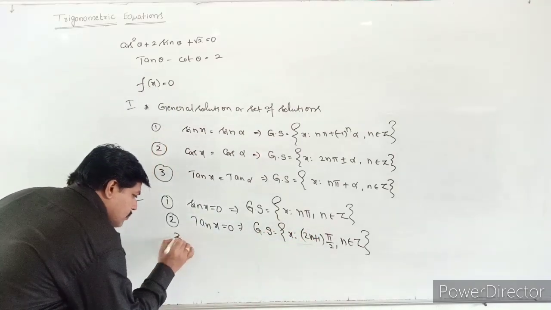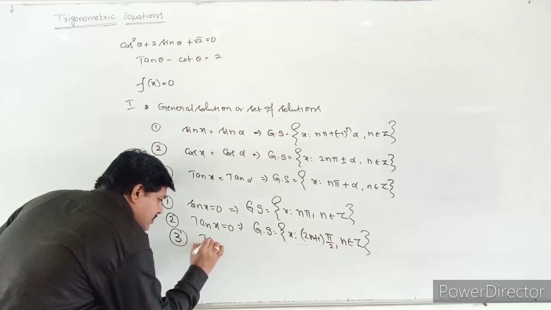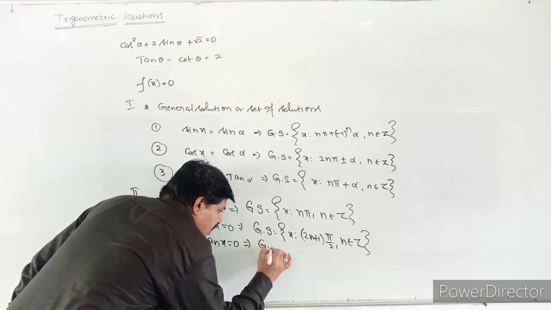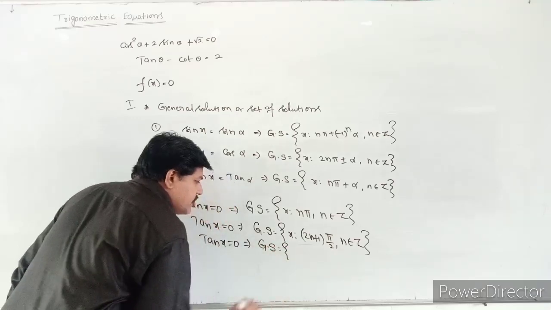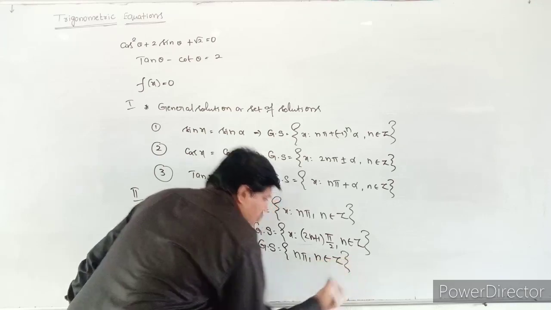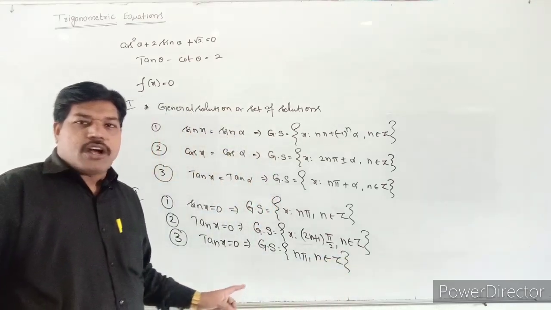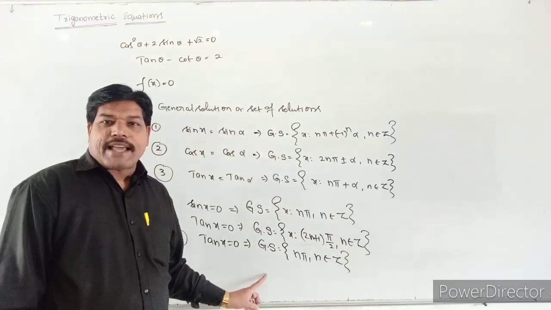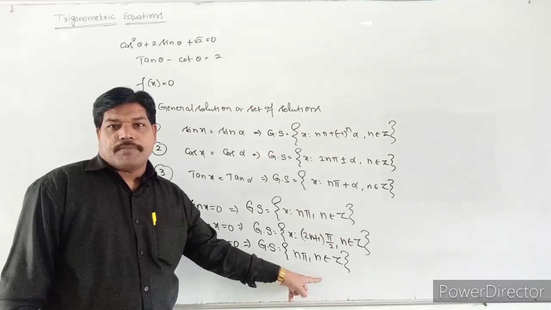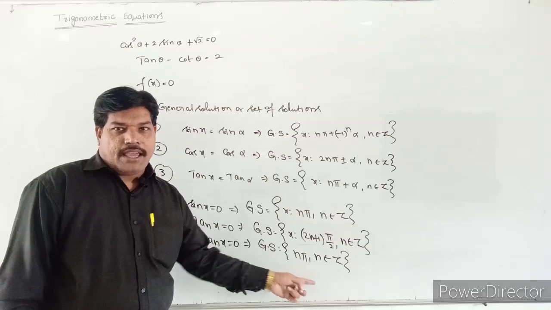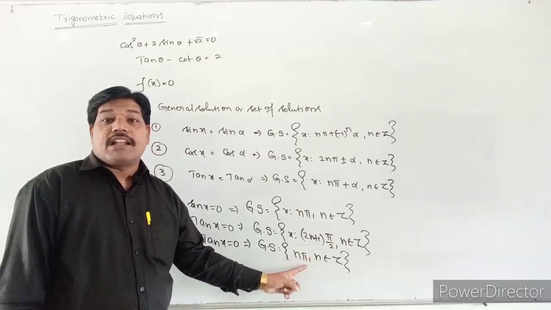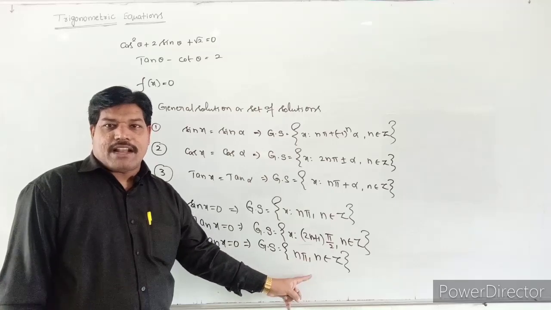Similarly, for the tan also. Tan x is equal to 0, that implies the general solution is nπ, n belongs to Z. What is the general solution of tan x is equal to 0, students? That is also nπ. For all multiples of π, the tan x value will become 0. So that's why the general solution is nπ.